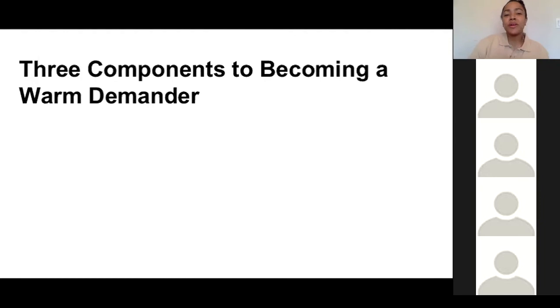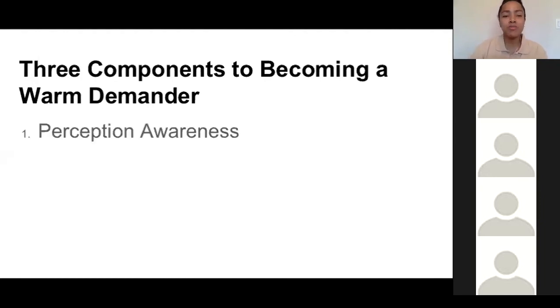So, three components to becoming a warm demander. The first one is perception awareness. What this means is kind of going back to what you guys talked about last time. In order to become a warm demander, you really have to have a real conversation with yourself to unlock your implicit biases and establish a belief that every single body in your classroom, in whatever your mentorship group, has the capacity and deserves the chance to succeed.